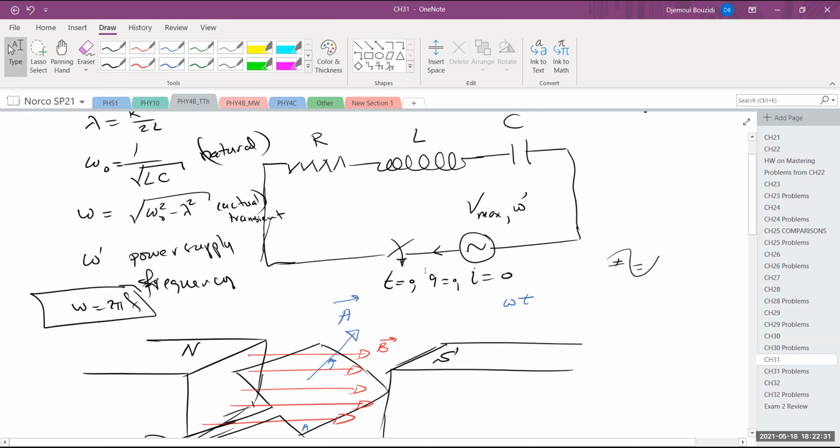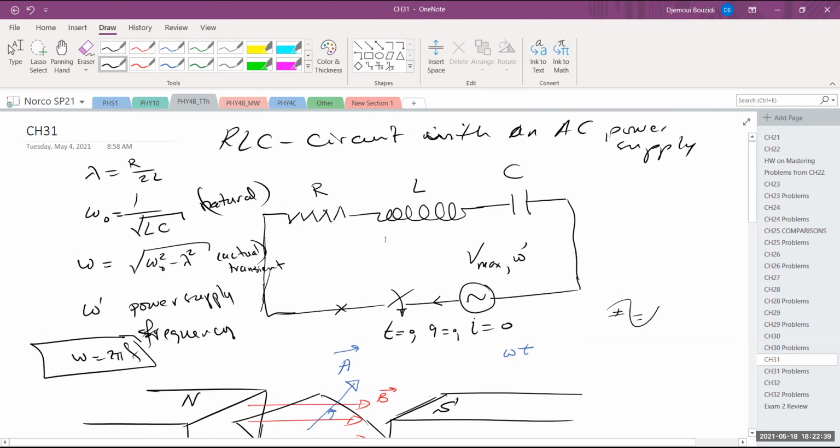So we're going to catch it in one direction. We're going to catch it when it's going clockwise. Then write Kirchhoff's rule now. So we know the voltage drop across a resistor is Ri.